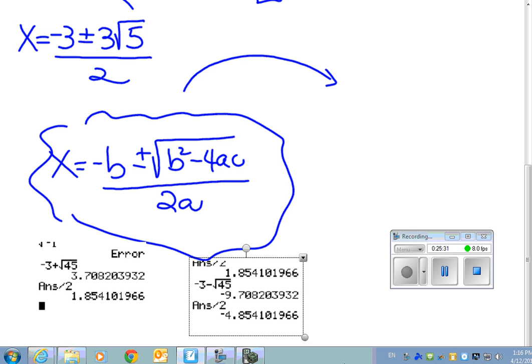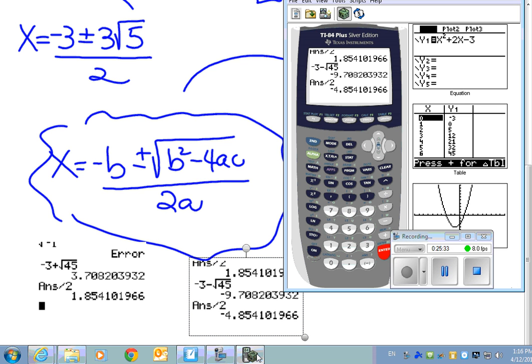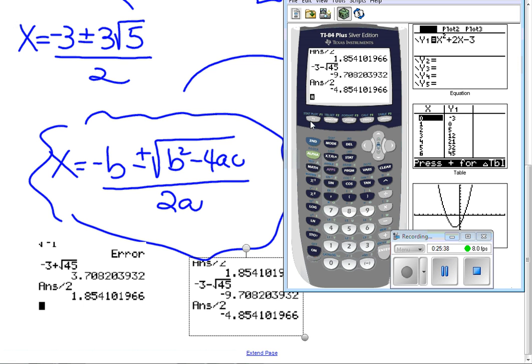Let me show you how you can put the whole thing in, because this is a new operating system. I'm going to get a fraction. I'm going to go to alpha. I'm going to get up to fractions right there. And in the numerator, I'm going to put in -3 plus the square root of 45. It's kind of little. Then I just arrow down and put the 2 there. That's exactly the way it's written.